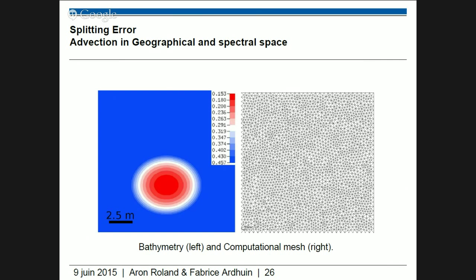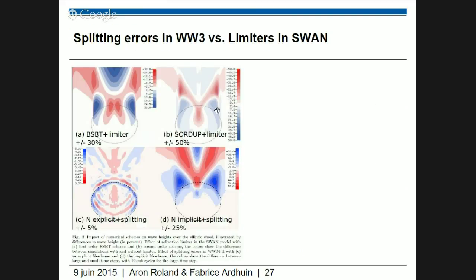And this is another example of waves going over bathymetry. So that's the depth here. We have this bump on the bottom, so you have like a hill. That's the mesh of that grid. And these are the errors of the schemes compared to the very fine numerical integration with a small time step. And what you can see here on the top are the errors that are introduced by the schemes that are used in SWAN, and which essentially come from the limiter. And that's the integration is not done with a time step which is small enough.